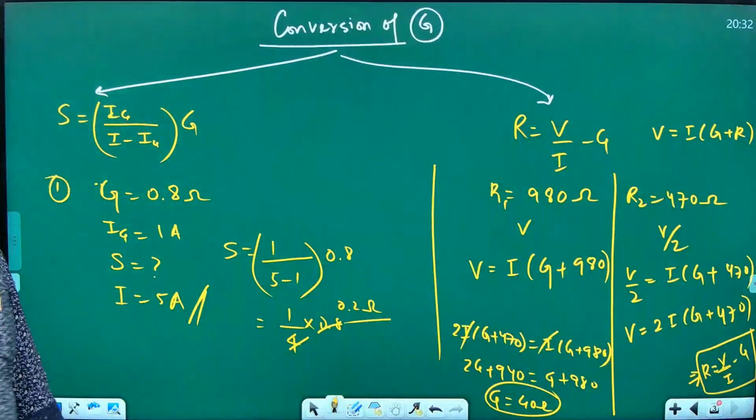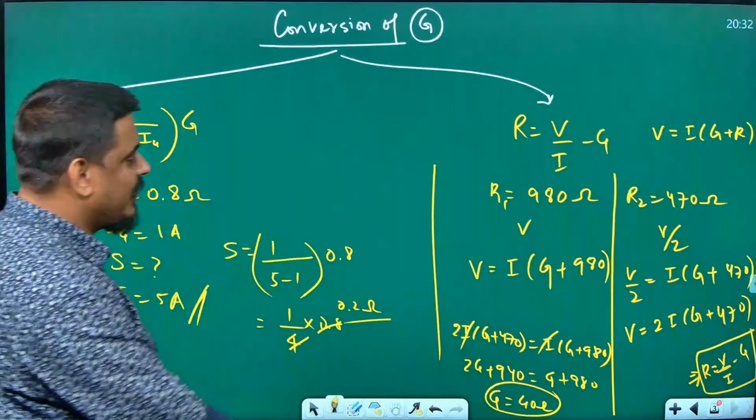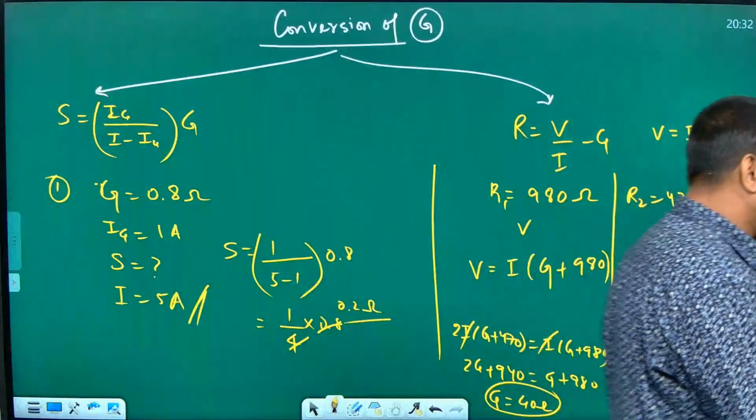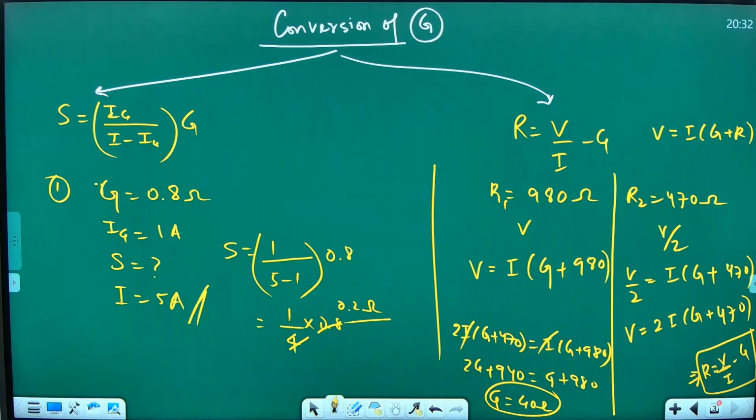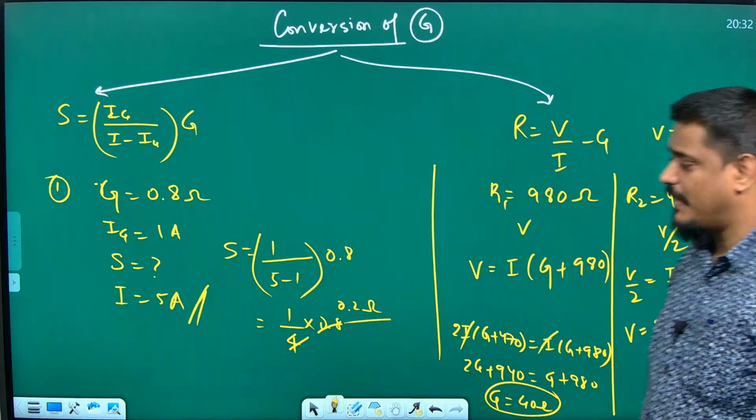Shall I start the next chapter then? Give the heading as magnetism and matter. We are entering chapter number 5, so give the heading as magnetism and matter.